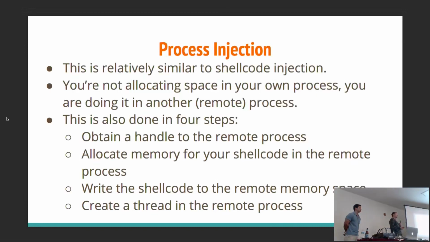This is also done in 4 steps where you're obtaining a handle to the remote process that you want to inject into. You're allocating memory in that process. You're writing the shellcode to it, and then you're creating a thread within it.